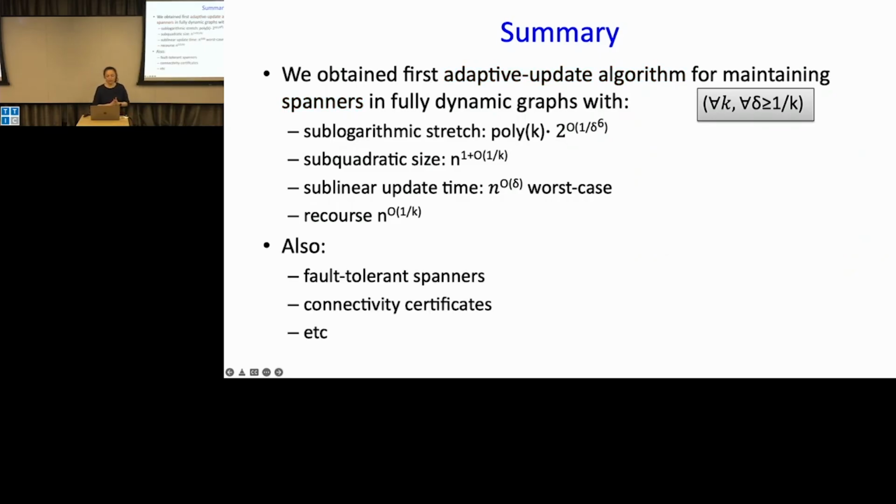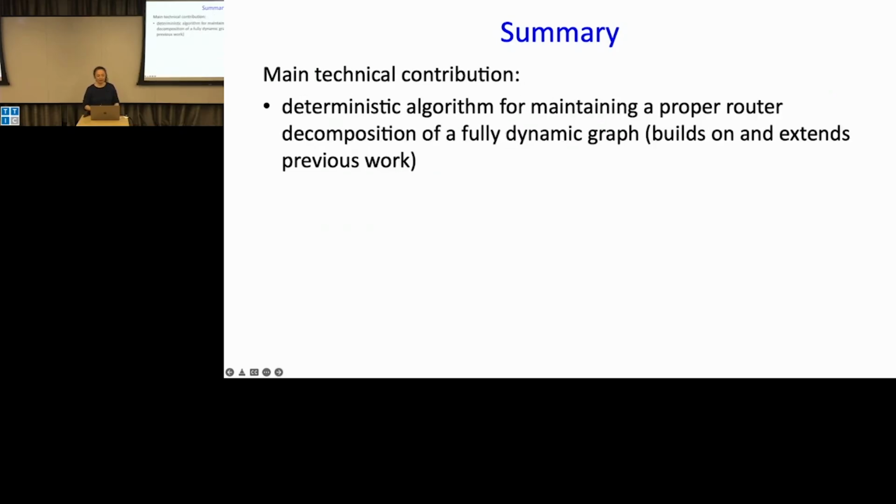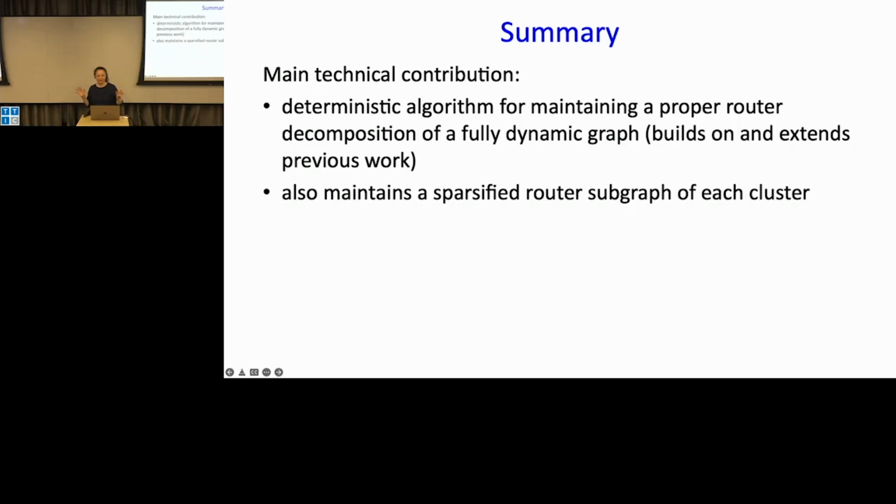And the same construction also gets fault-tolerant spanners and all kinds of other things I didn't talk about. And all of these results follow from one construction of a deterministic algorithm for maintaining a proper router decomposition of a fully dynamic graph. We also maintain a sparsified router for each one of the clusters and all these other things that I'm not going to read. So that's all.